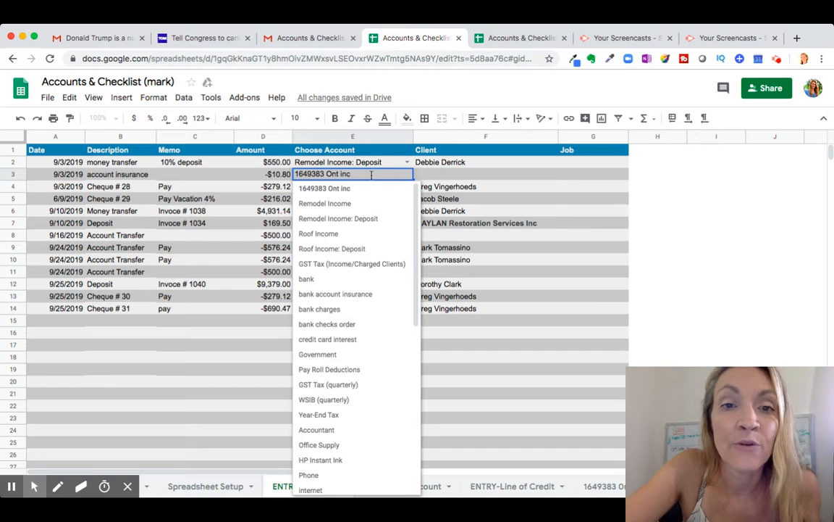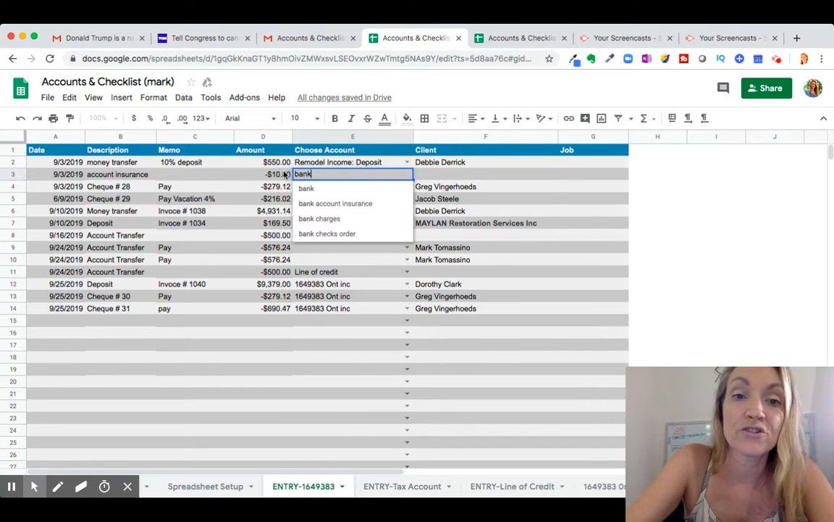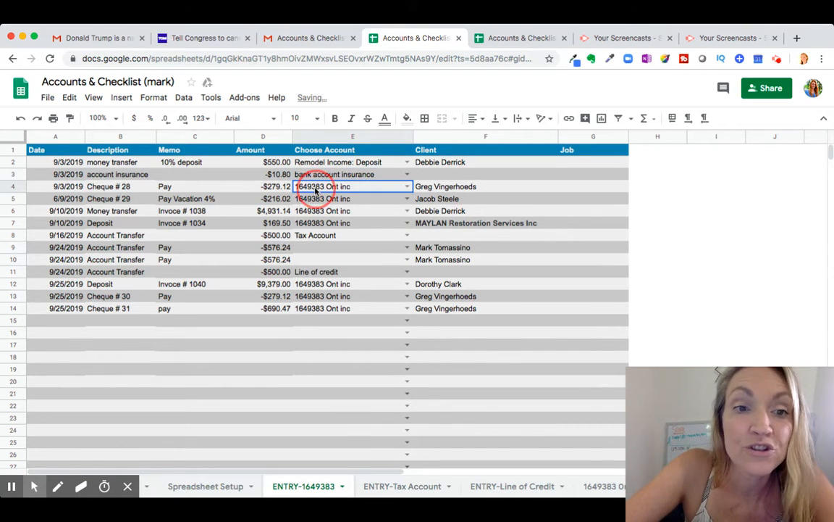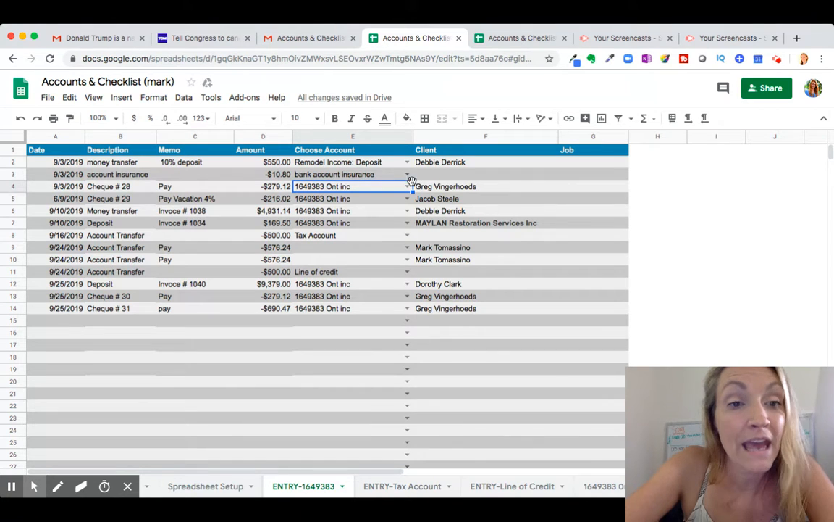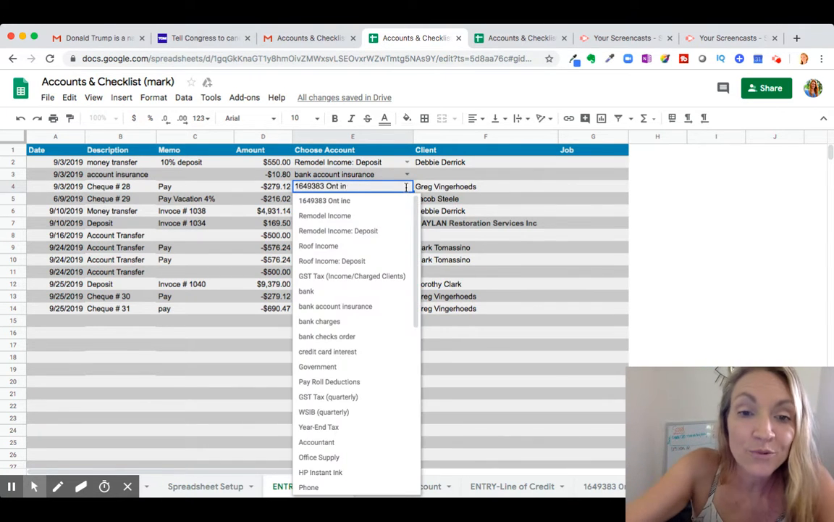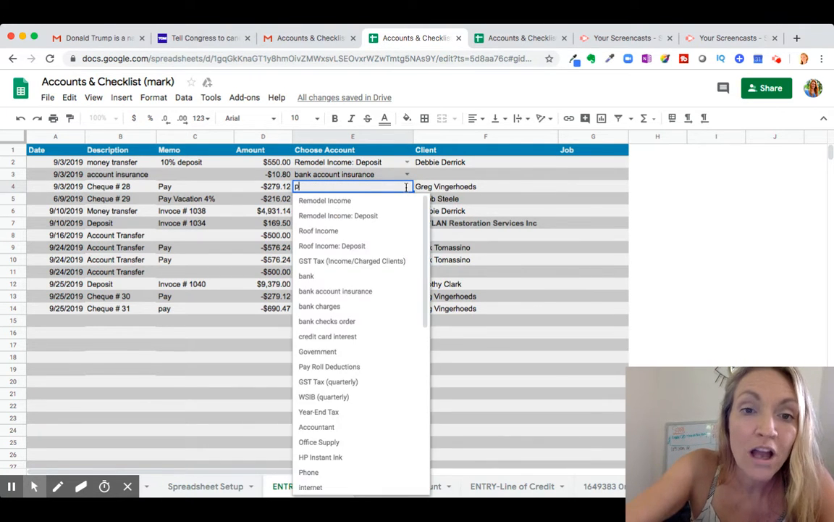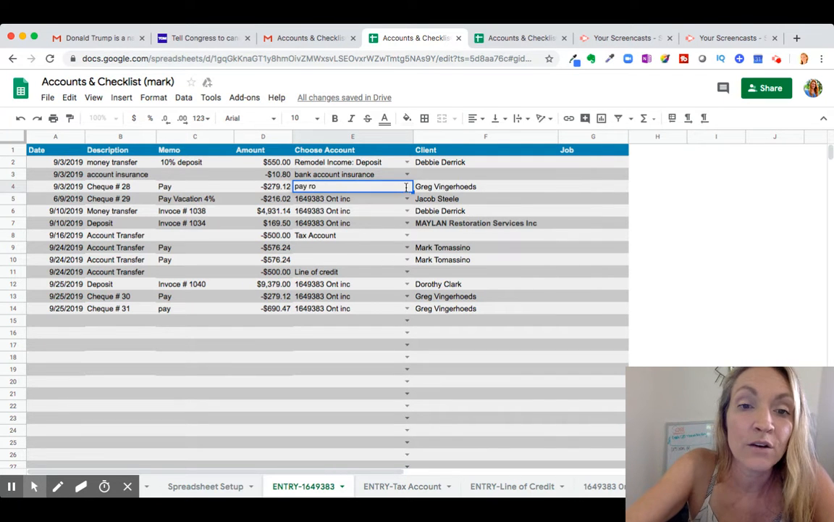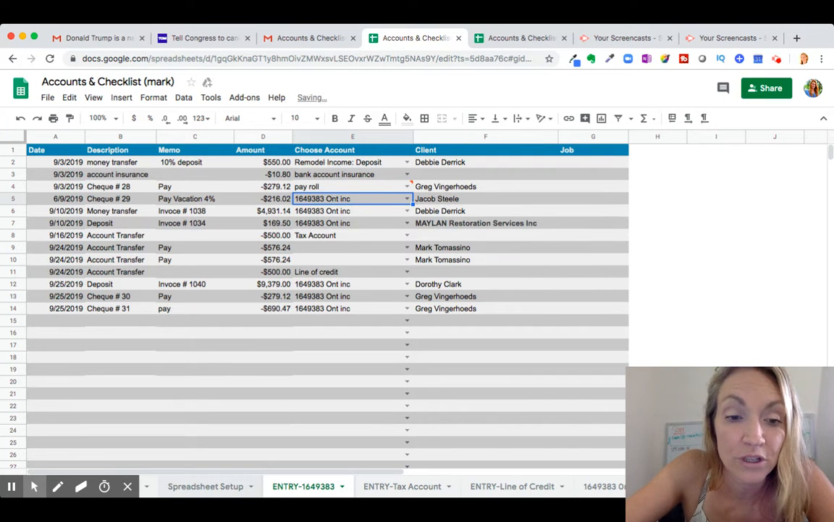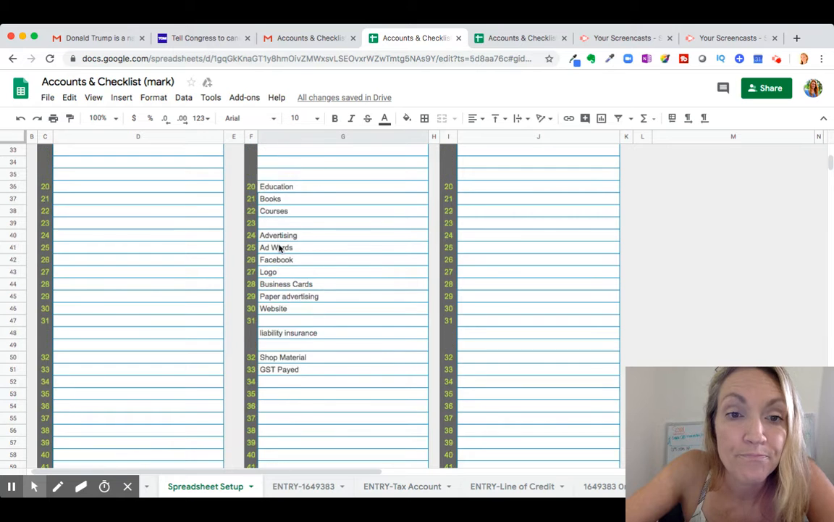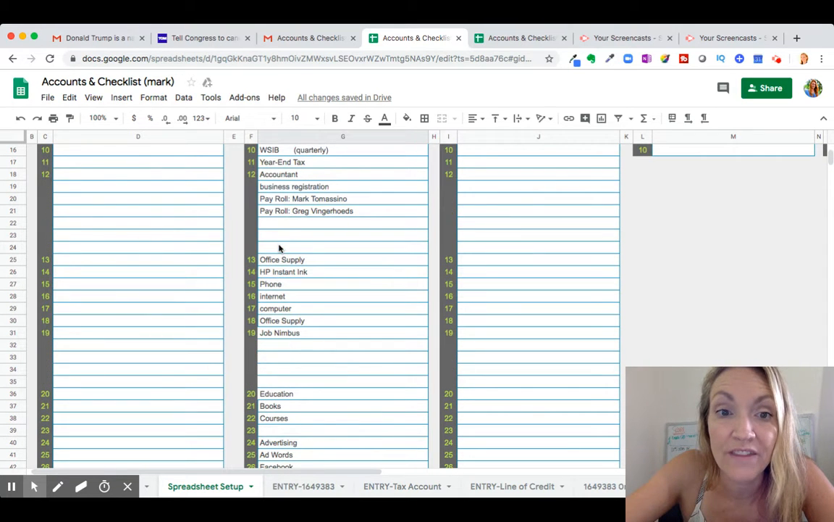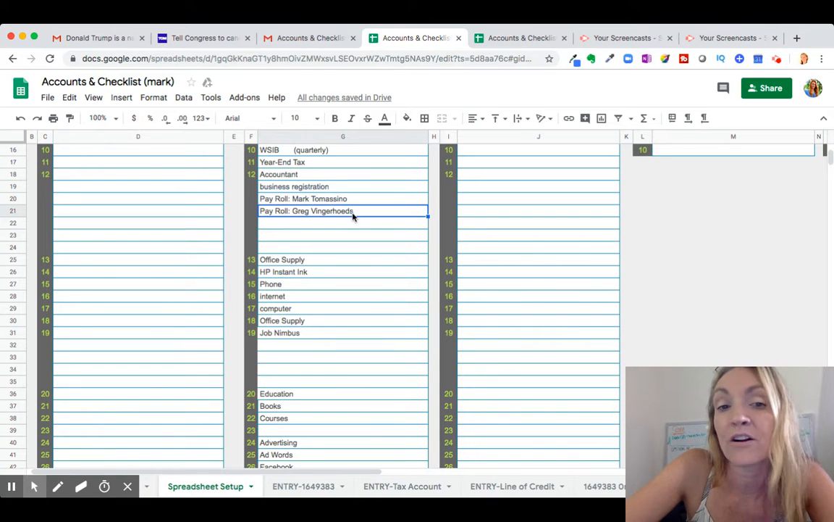This says account insurance, so an easy way is to search bank account insurance, pay. So this one, we had payroll. I added 2 accounts to do payroll just like I just showed you with income, so that the start of it says payroll Mark, and maybe I'm spelling payroll wrong. I'll double check that. And then payroll colon Greg Vingerhogs.